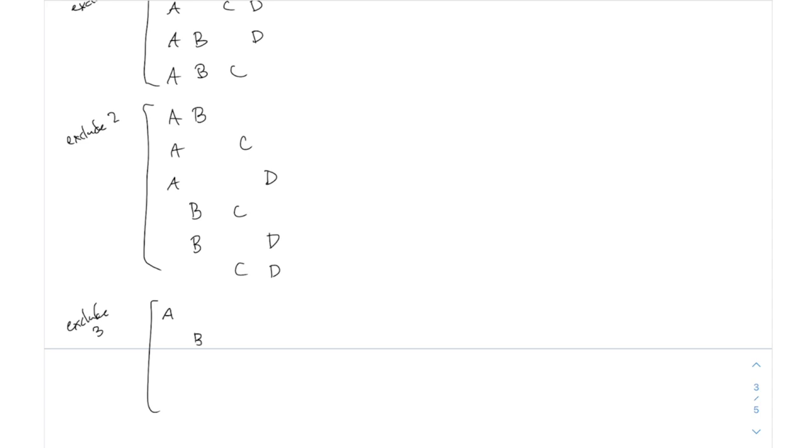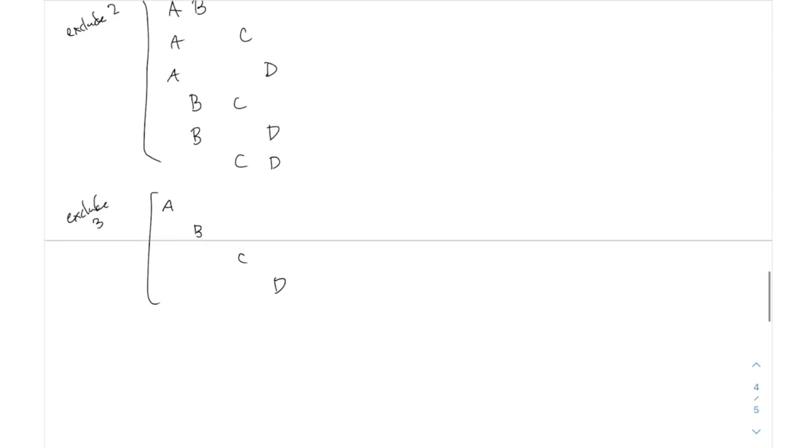That would be A, B, C, and D, right? Those are excluding three of them. And then finally, I could exclude all of them and use nobody. That's the nobody.